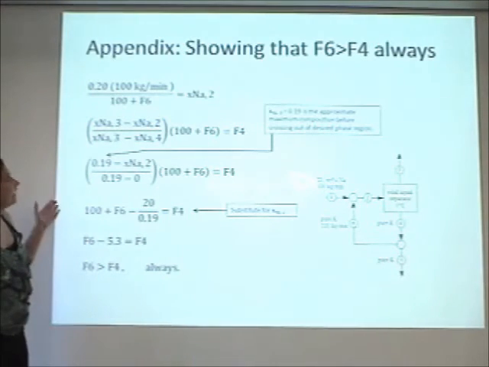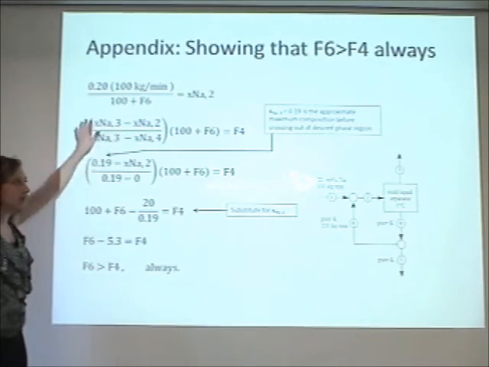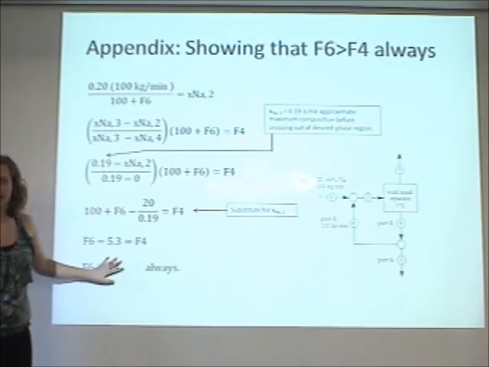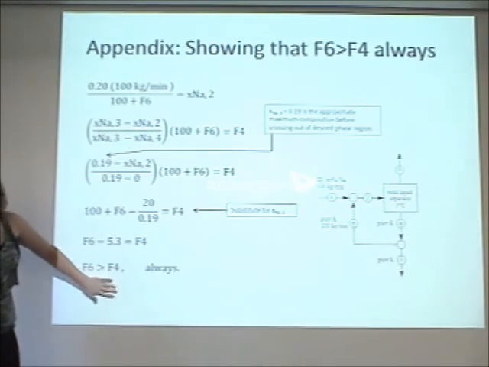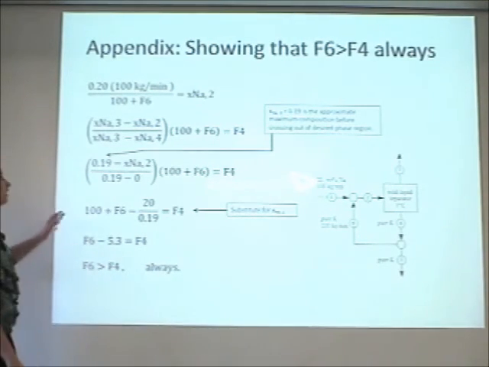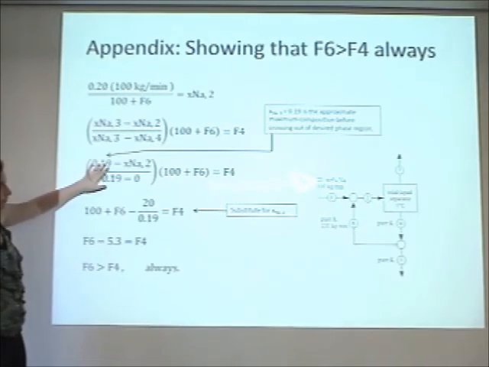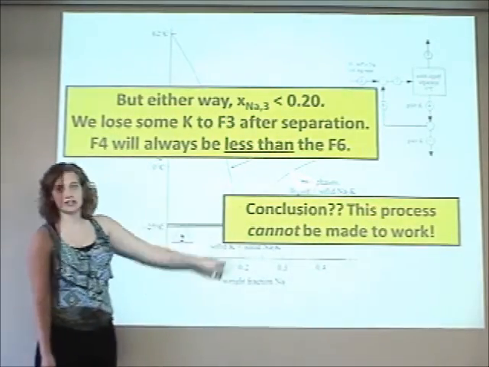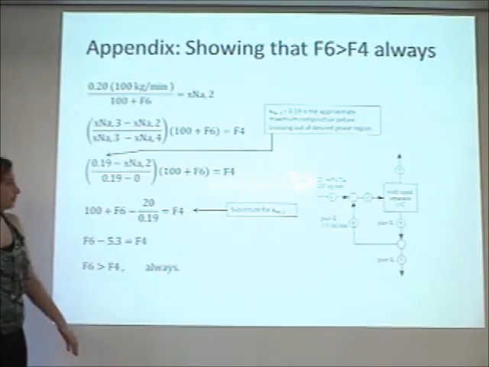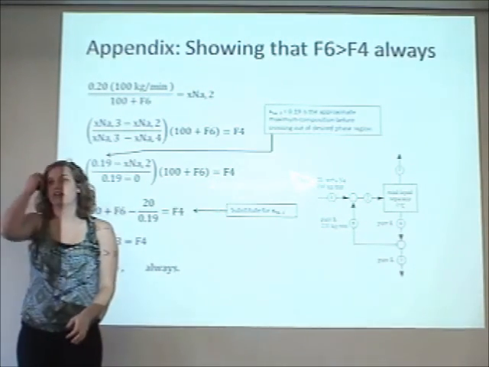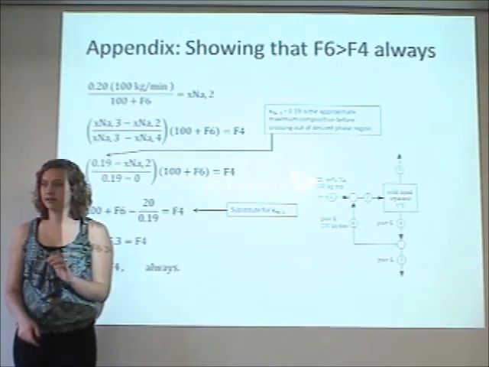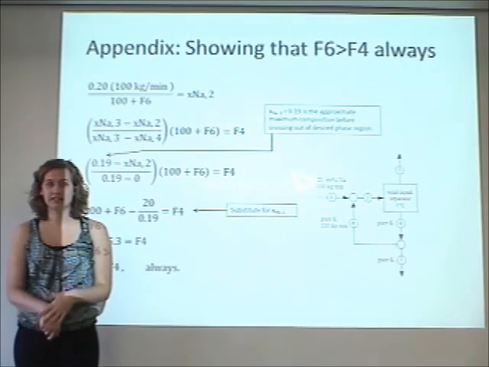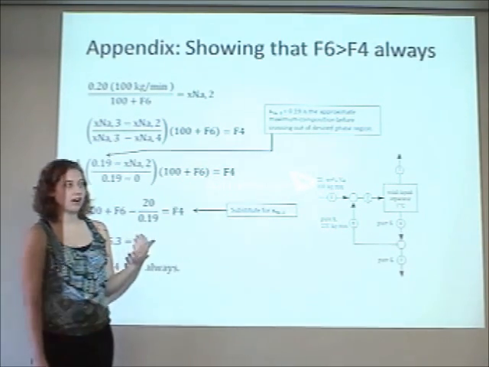All right? And then I have a thing just kind of showing that you can go through the math and you'll be able to find that F6 is always greater than F4 by the lever rule and knowing that the composition is about 0.19 between these two regions here. So if you want to look at that, let me know. We can go over that as well. Okay? Any other questions? All right, good job.